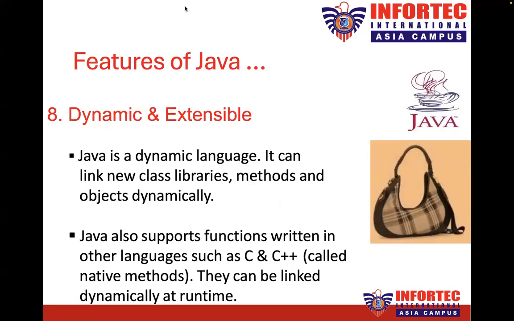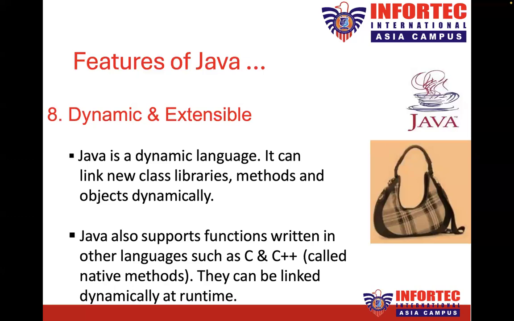And then dynamic and extensible. Java is a dynamic language. We have new libraries, methods. We can dynamically implement Java according to the given situation. And Java supports other programming languages as well. So we can combine Java or Java programs with other programming languages. So it always makes our coding life very easy.